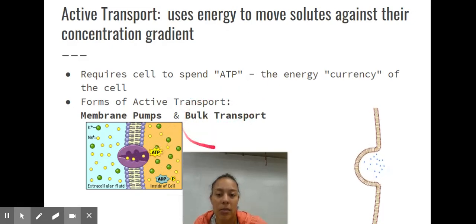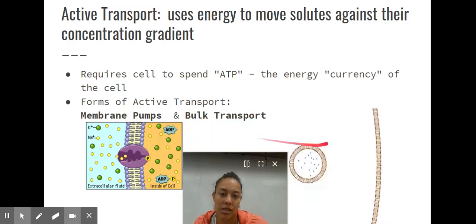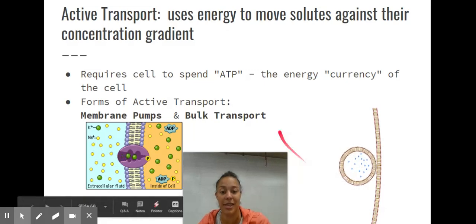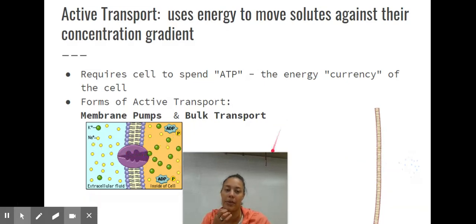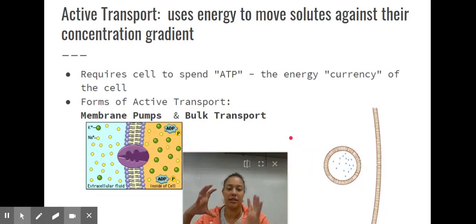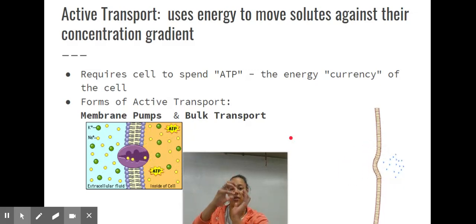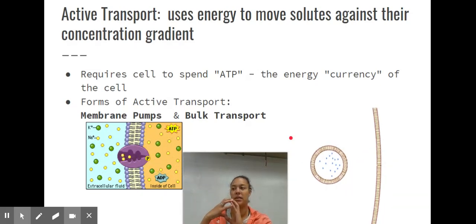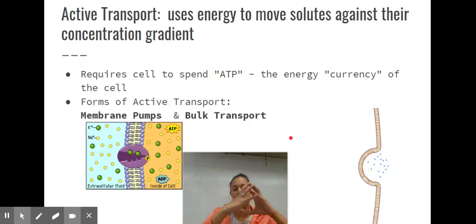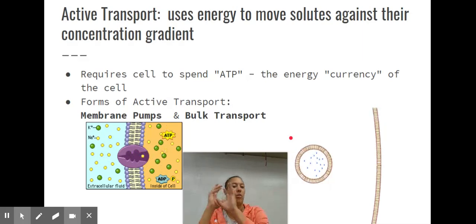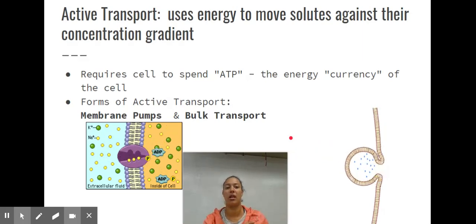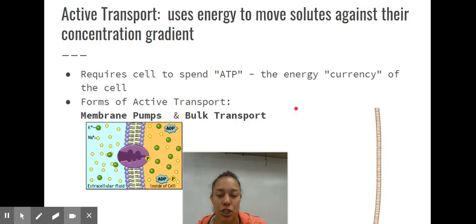And then there's a second type known as bulk transportation. And this is where those vesicles, our lipid bilayer vesicles, will surround themselves around whatever the substance is, and they'll send them out of the cell, or maybe they're sending them into the cell, but they're using these big vesicles to do it.